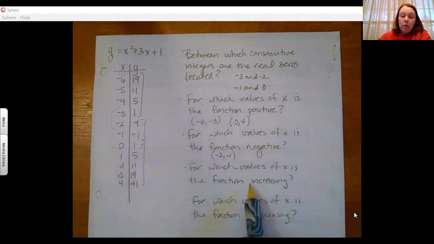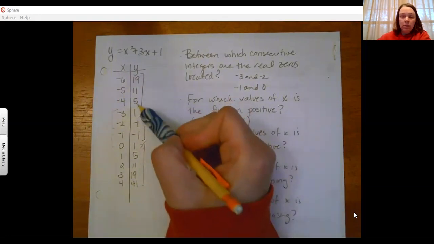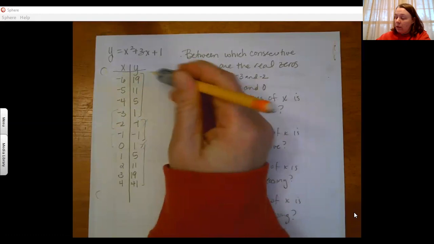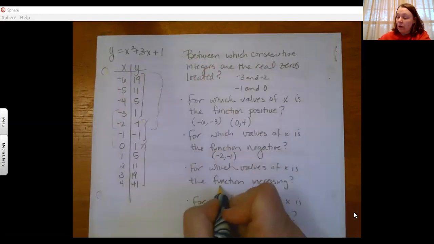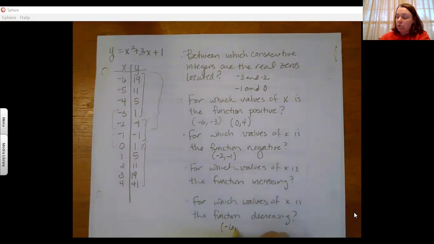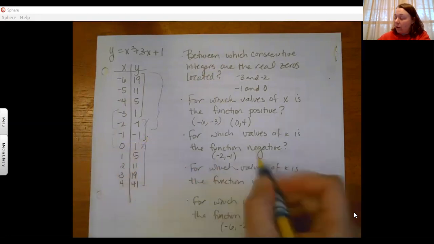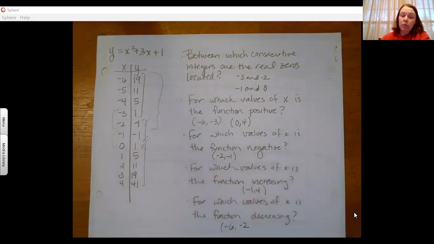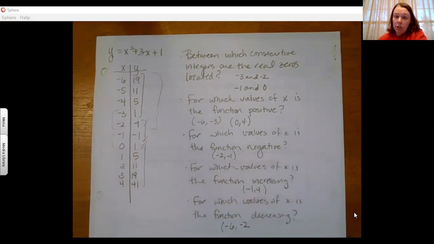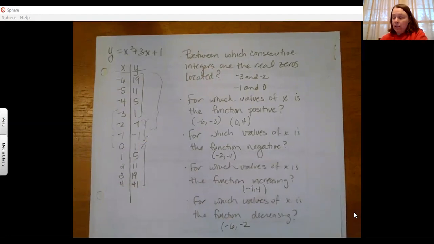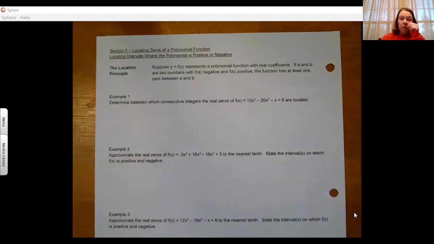And then for which x values is the function increasing. So when I'm looking at this right now, it's decreasing, right? And so from here to here, decreasing. So those x values are from -6 to -2. And then here it turns and it starts increasing. So I could say from -1 to 4. Okay, so that's how mathematicians used to figure these questions out. They would just look at a table and then make some observations about it. Now we can use our calculator.